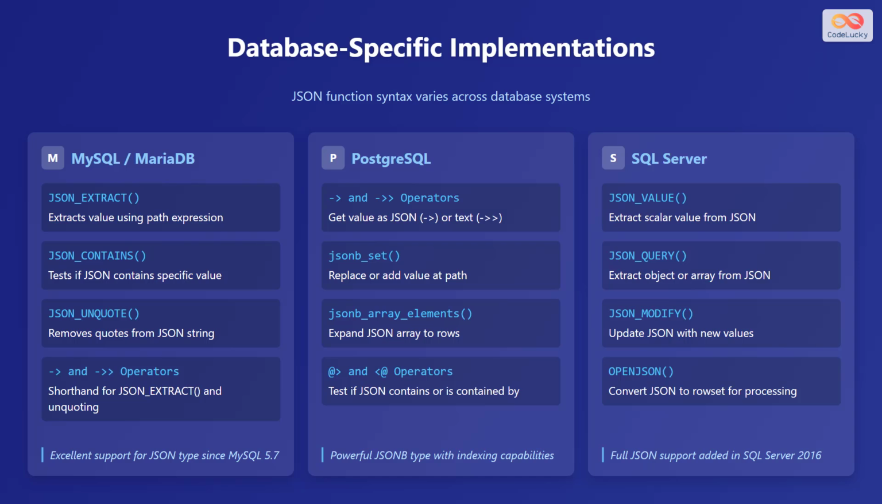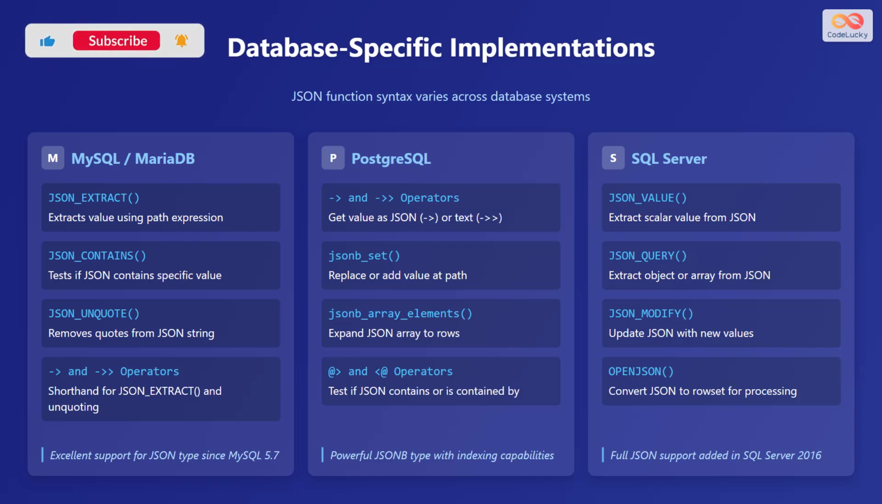It's important to note that JSON function syntax can vary across different database systems. Let's take a look at some common differences. MySQL and MariaDB use JSON_extract to extract values, JSON_contains to check for specific values, JSON_unquote to remove quotes, and provide shorthand operators such as -> and ->>.